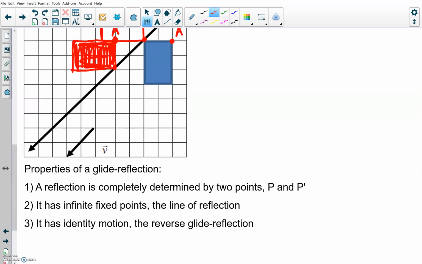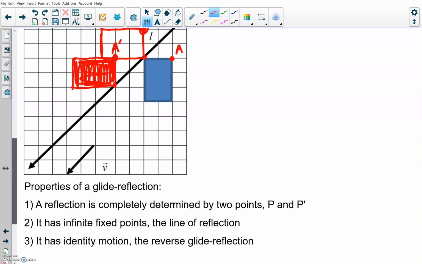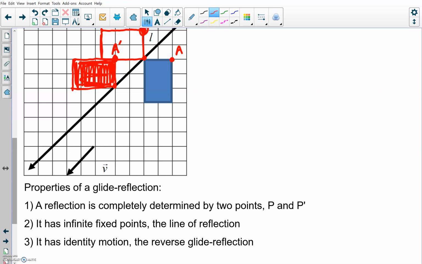Okay, so properties of the glide reflection. It is completely determined by 2 points, P and P prime, just like all the rest of these rigid motions. You move 1 point, the whole rest of the shape comes with you. And then it has infinite fixed points, the line of reflection, just like the reflection had the infinite fixed points on its line. Glide reflection has a reflection, so it should make sense. The fixed points are there. And the identity motion is the reverse glide reflection. So if you undid the slide and then undid the reflection, you would get back to where you started. And that's basically it for these 4 that we're looking at in this class.